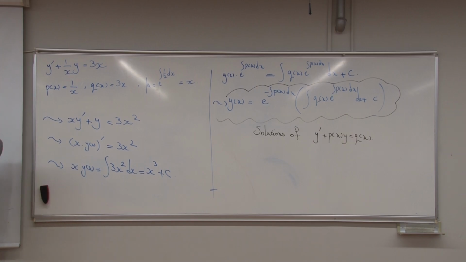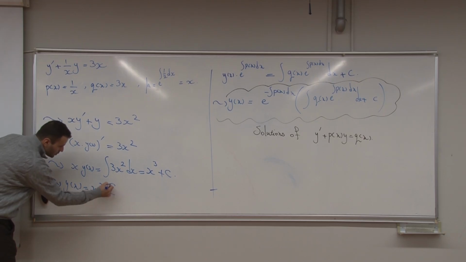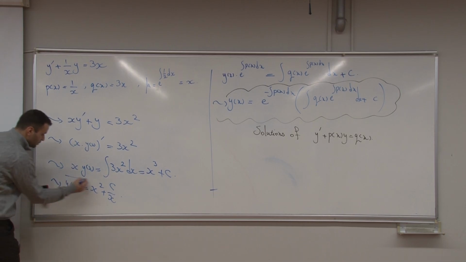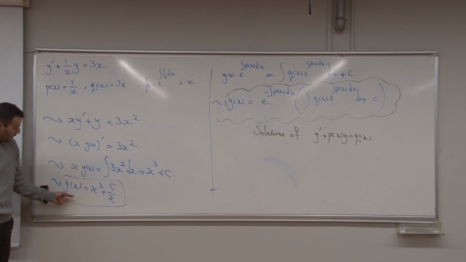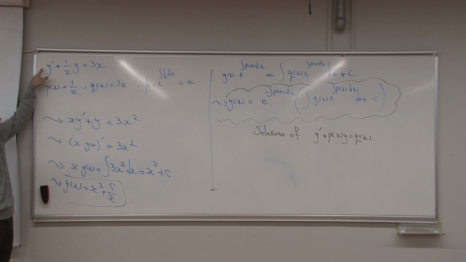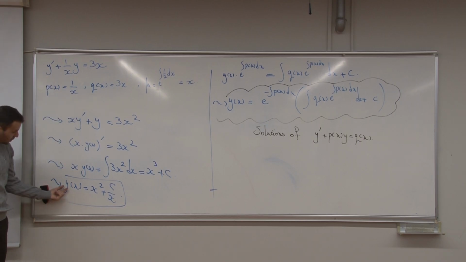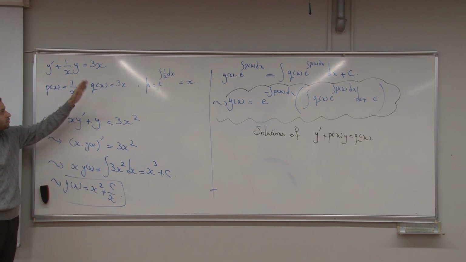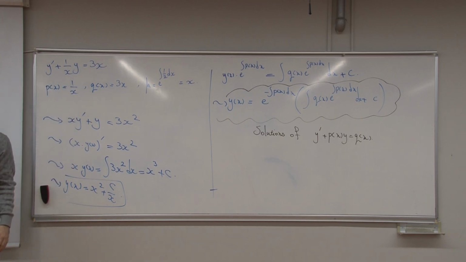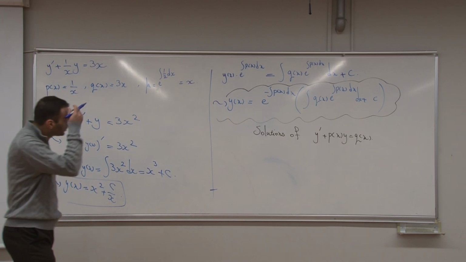So, what is my y of x then? y of x is x to the power of 2 plus c over x. You see, now I have the function y. From this function, can you verify that this is actually a solution for this equation? How do we do it? Take the derivative of this function and replace everything. Then you will see that the left hand side is going to be equal to the right hand side. Good?